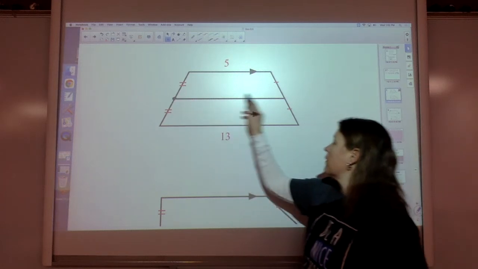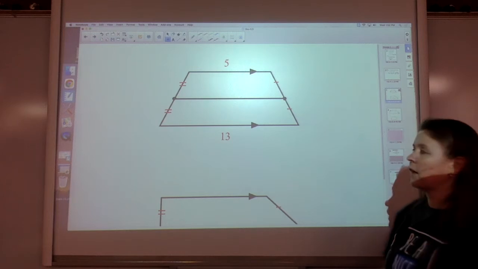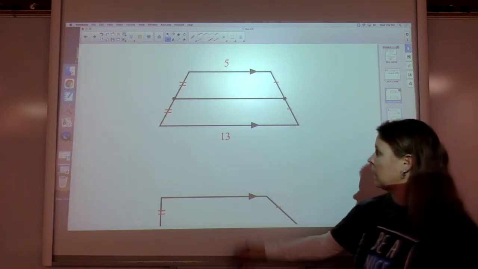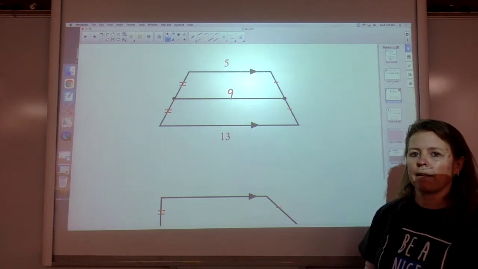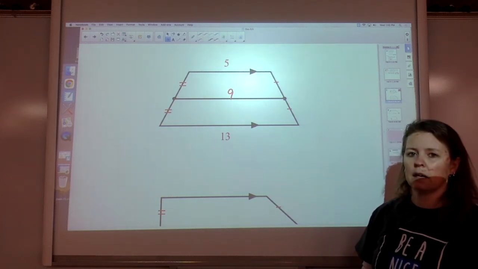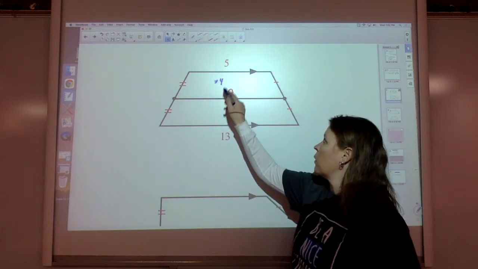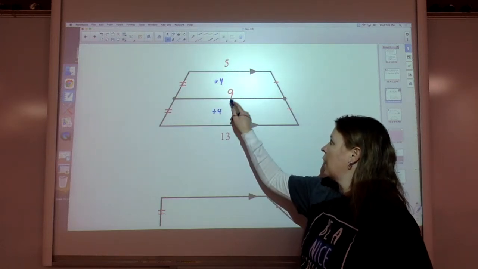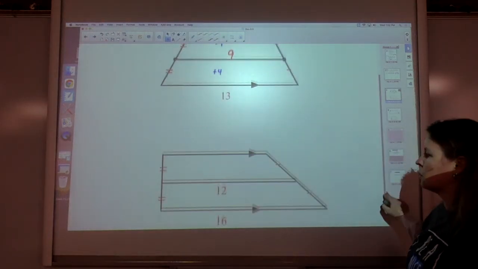Which means we have a midsegment. You put all the pieces together that we just learned, and we can find the length of the midsegment by saying that it's the average of the other two legs. 5 plus 13 is 18. You cut it in half and get 9. But notice this too. 5 plus 4 is 9. 9 plus 4 is 13. Makes sense. That's how averages work.